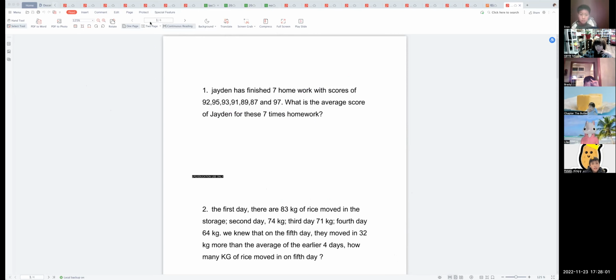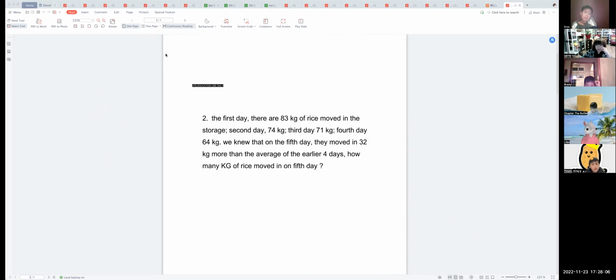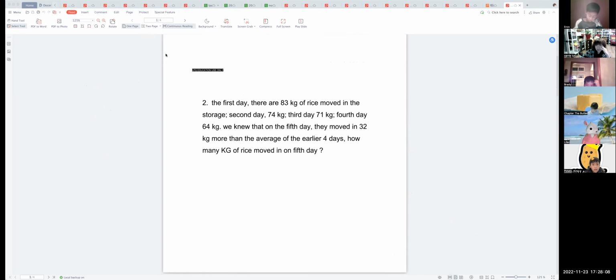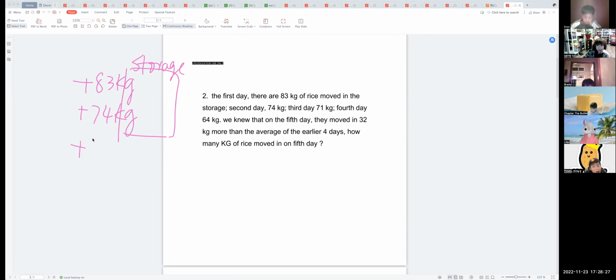Okay, let's take a look at the next one. On the first day, 83 kilograms of rice moved into the storage. So this is the storage, plus 83 kilograms. Second day, plus 74 kilograms. Third day, 71 kilograms. And fourth day, 64 kilograms.